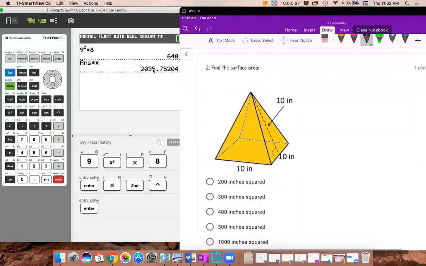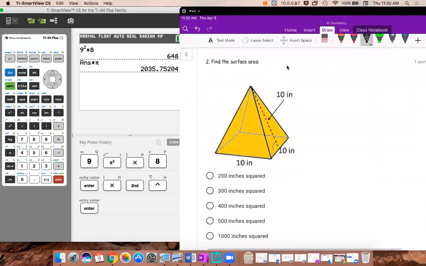Okay, question number 2, this one's the surface area. The surface area is all of the area on the outside of the shape, including the sides and the base. In order to find the surface area of this pyramid, we know our surface area formula is 1/2 the perimeter of the base times the slant height, plus the area of the base. So we're going to find all of those things. We know the bottom of this is a square, so the perimeter is just 10 times 4. So your perimeter right here is going to be 40.